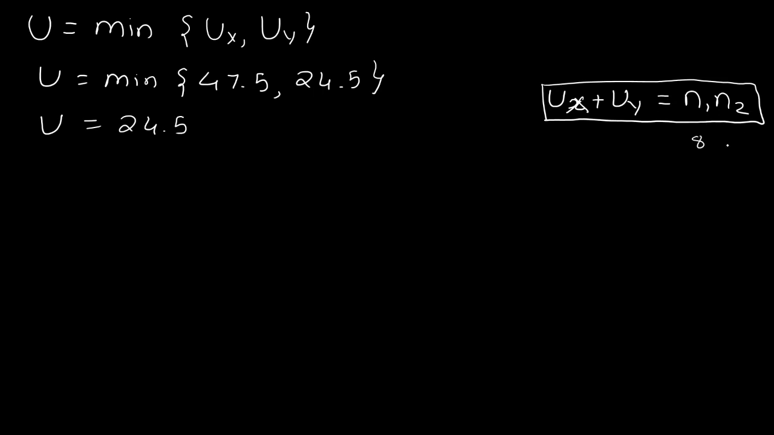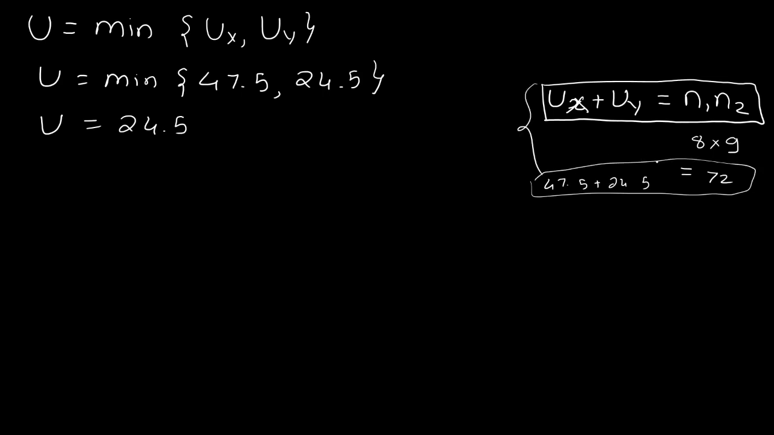Now n1 is your 8, n2 is your 9, so this right hand side comes out to be 9 8s are 72. And Ux plus Uy is 47.5 plus 24.5, that also comes out to be 72. So that means this condition is satisfied in this case. You need not show this in the exam.